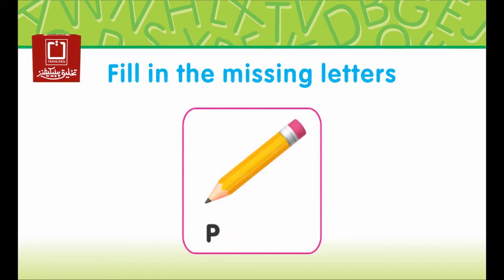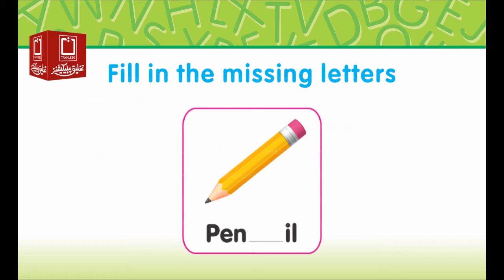Here we see the picture of a pencil. Here is written P E N dash I L. The spellings of pencil are P E N C I L. Pencil. Here letter C is missed, so we write here C.